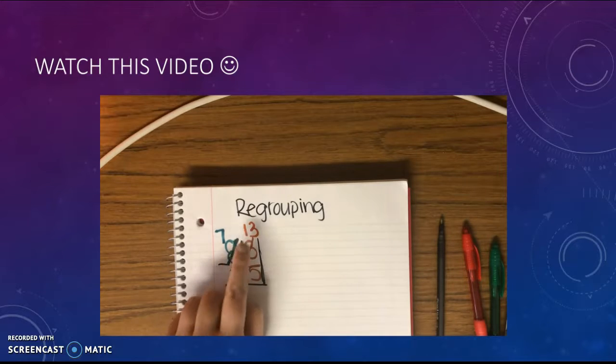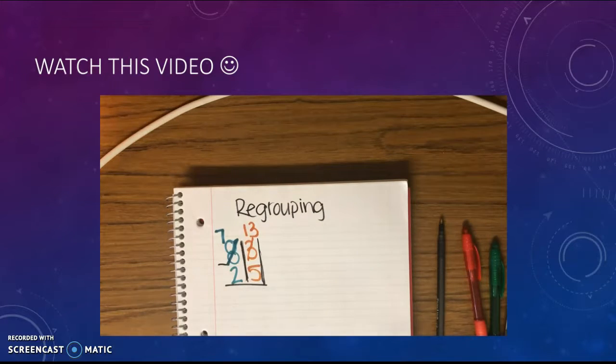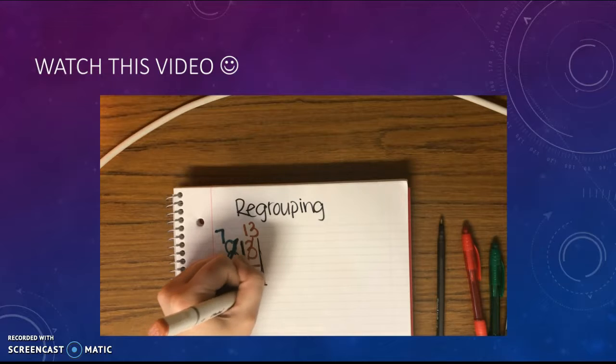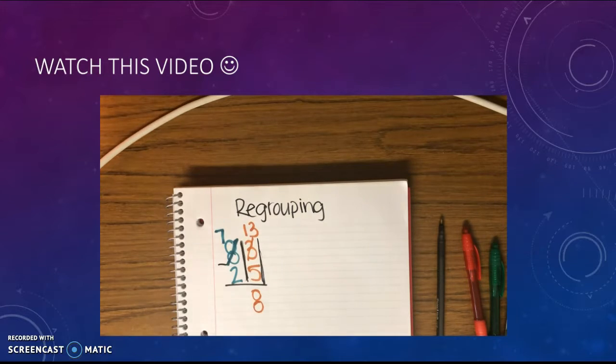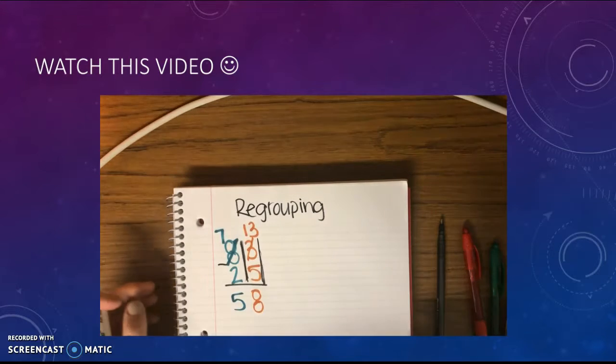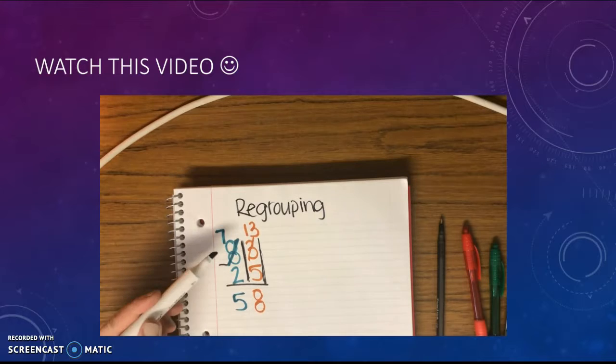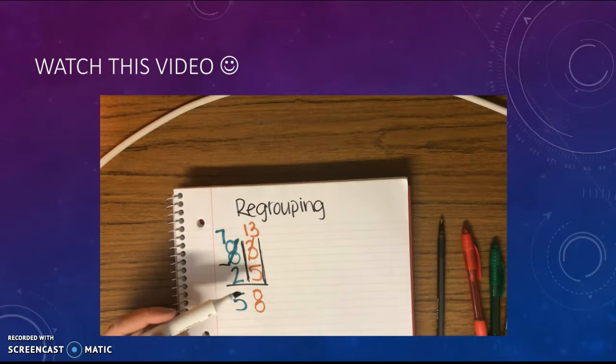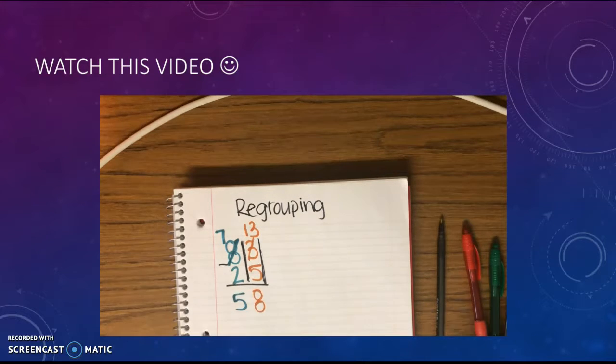So then now you can subtract the 5 from the 13, which is 8, and then the 2 from the 7, which is 5. So the answer to 83 minus 25 is 58.